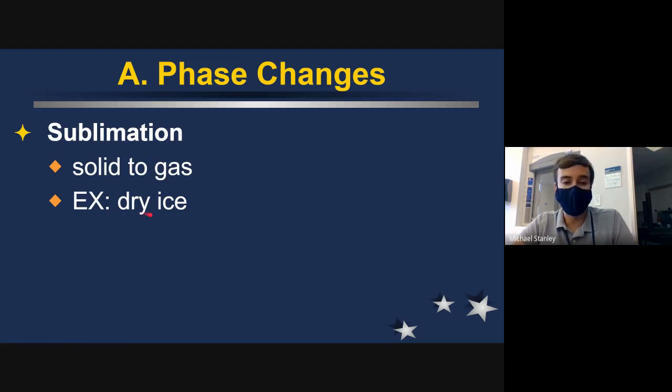So dry ice is really cool, because it is frozen carbon dioxide gas. So the people that make it cool down carbon dioxide past its freezing point, which turns it into a solid. So it's super duper cold.